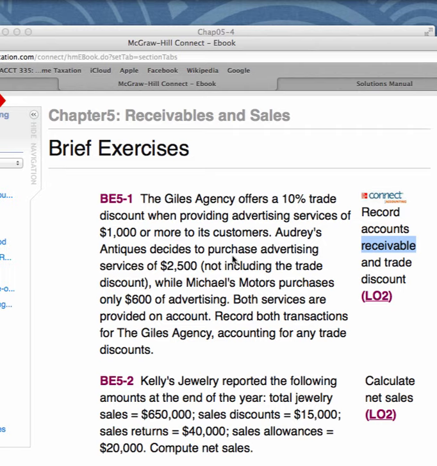In this example, Giles Agency offers a 10% trade discount if the customer purchases $1,000 or more. So Audrey's purchased $2,500 in services, and Michael's Motors purchased $600 in services.